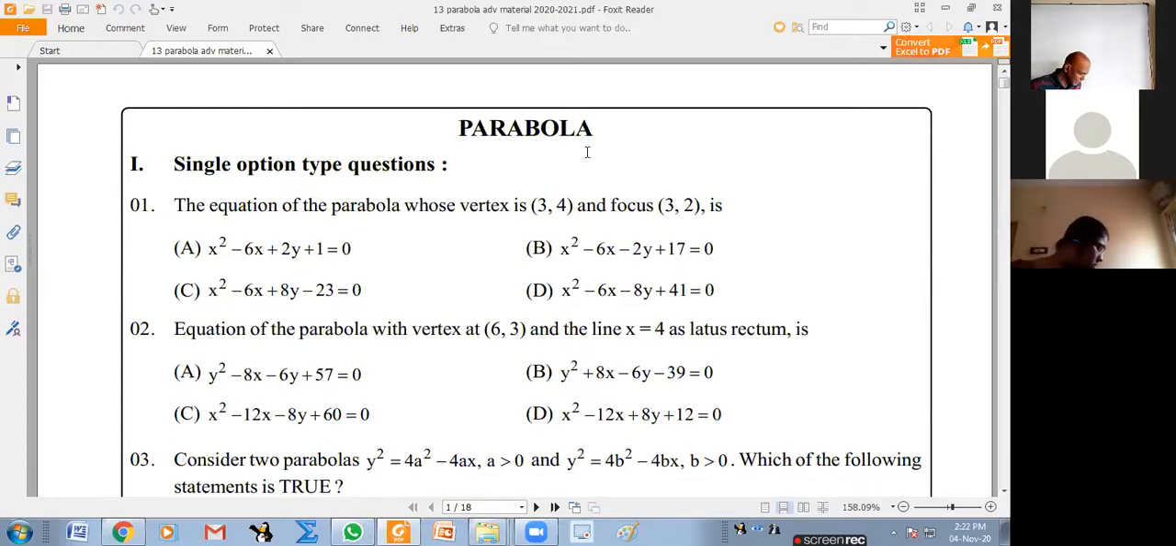Okay. So I'll be discussing even numbers. If possible, I'll try to share the questions in between. Some questions may be easy, some questions may be difficult. But I think we'll be covering all the concepts through these questions.